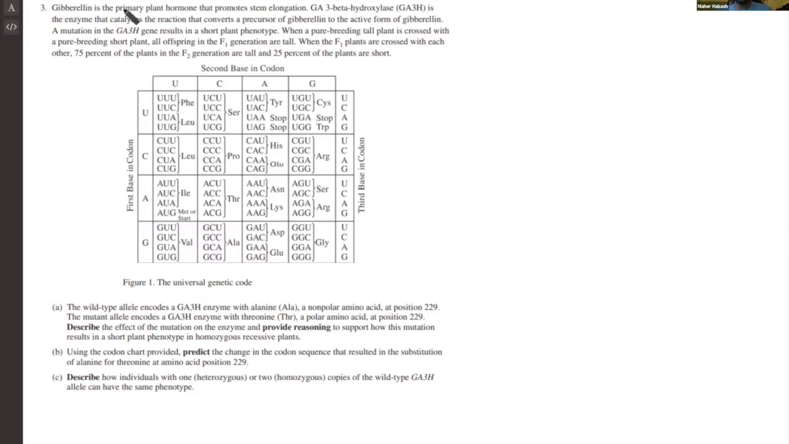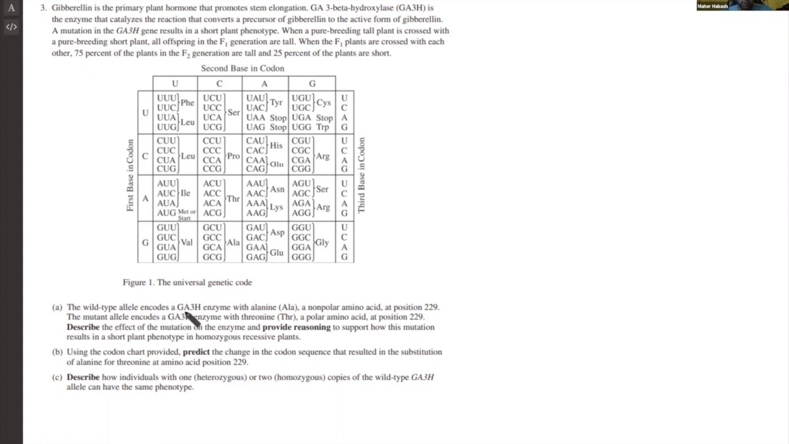3. Gibberellin is the primary plant hormone that promotes stem elongation. GA3H is the enzyme that catalyzes the reaction that converts a precursor of gibberellin to the active form of gibberellin. A mutation in the GA3H gene results in a short plant phenotype. When a pure breeding tall plant is crossed with the pure breeding short plant, all offspring in the F1 generation are tall. When F1 plants are crossed with each other, 75% of the plants in the F2 generation are tall and 25% of the plants are short.